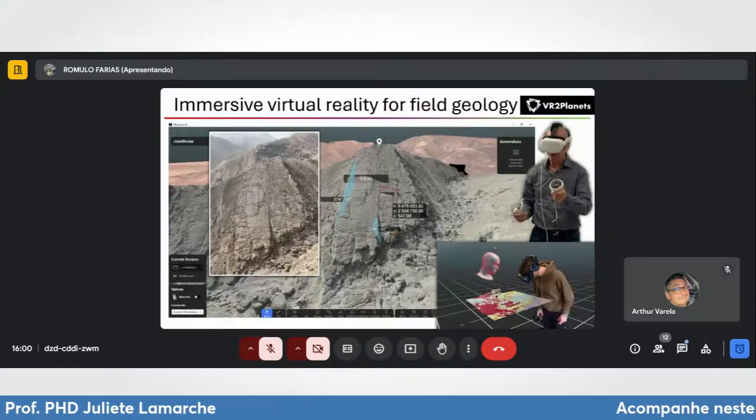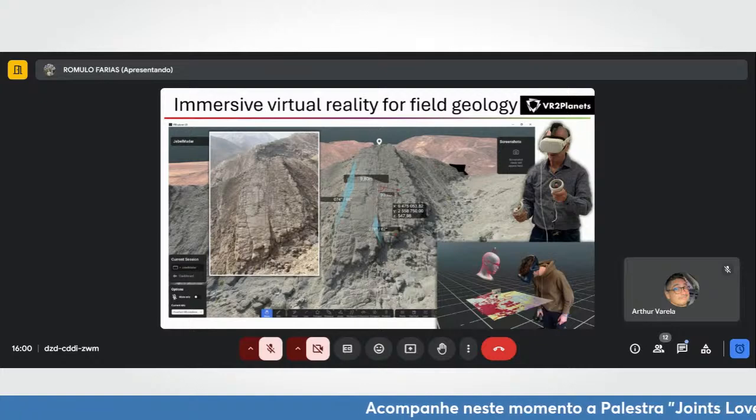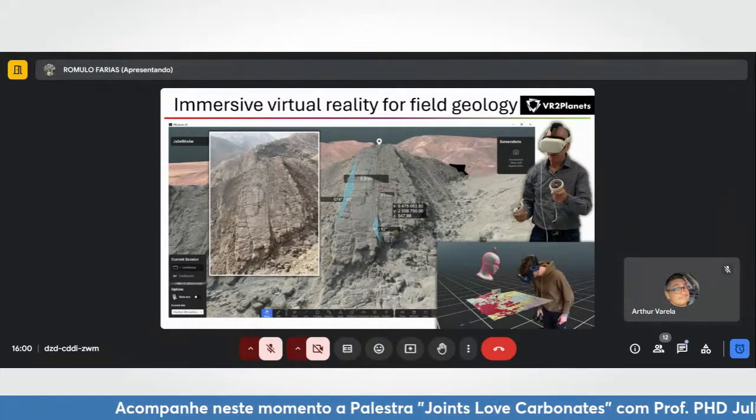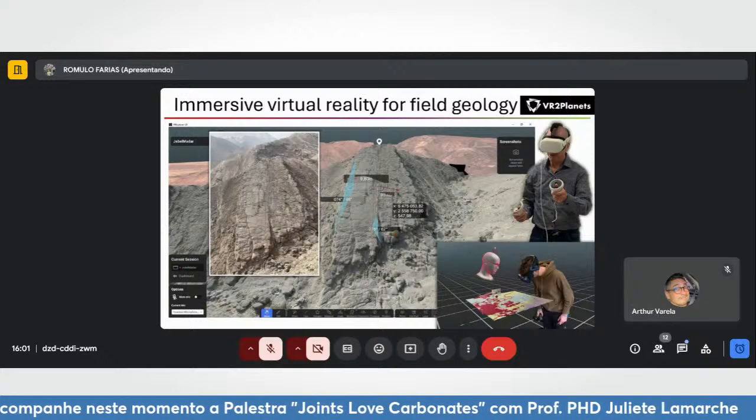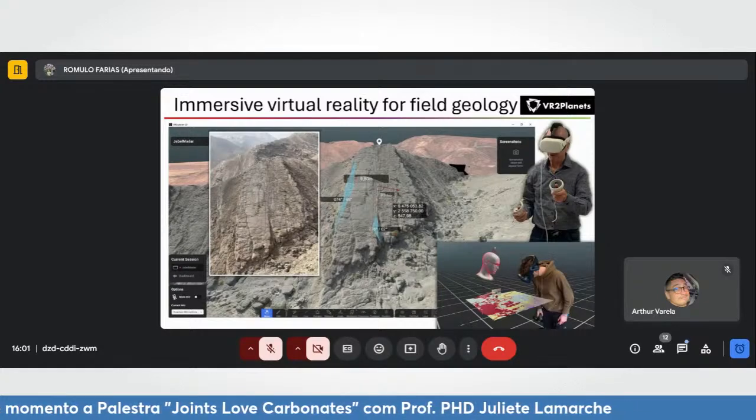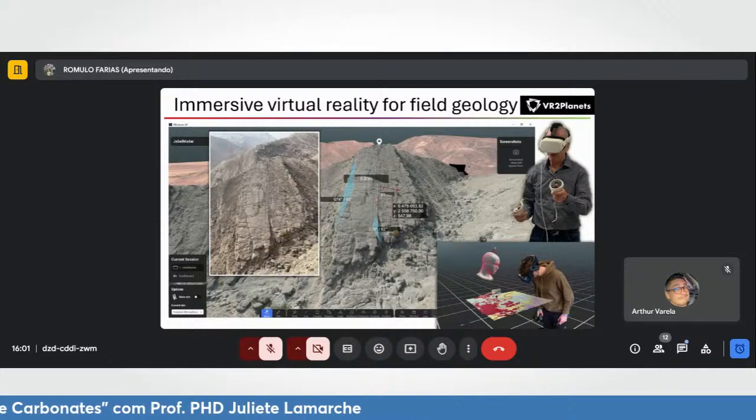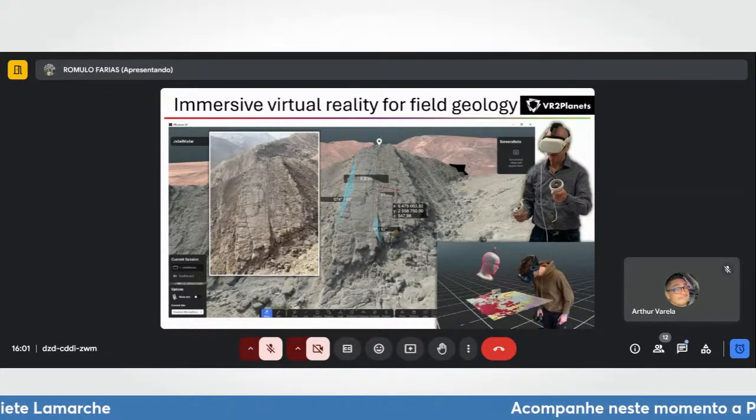And finally, the last way of the future is the development of virtual reality fieldwork. So this is a real picture from the field in Oman, and this is the virtual reality picture. So we cannot access that place. It's too complicated and it's too big.